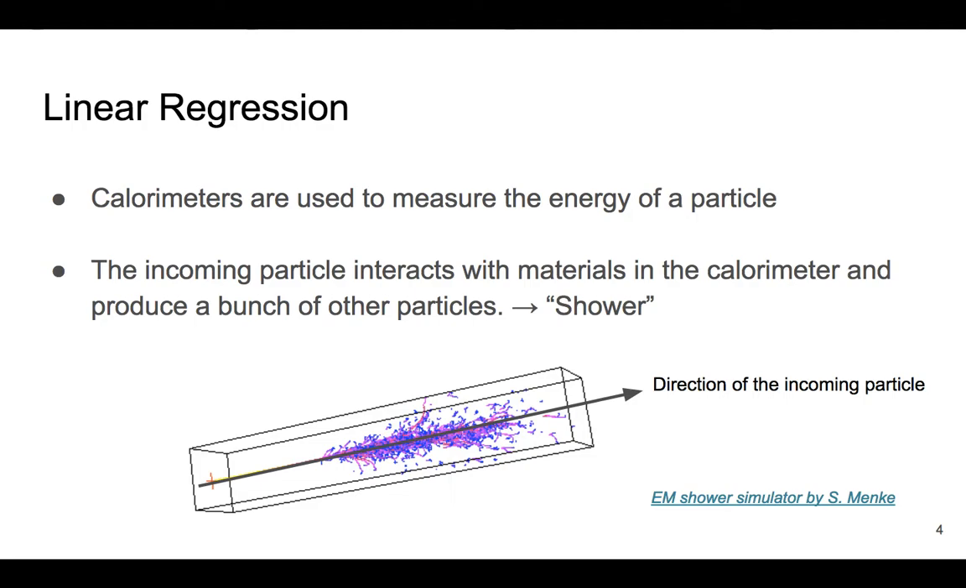A particle comes into a calorimeter and interacts with materials in the calorimeter. This incoming particle then produces a bunch of other particles along its trajectory inside the calorimeter. This bunch of particles is called a shower. The plot below is a simulation of an electromagnetic shower produced by the incoming particle along the direction it travels through the calorimeter. The bunch of colorful lines which look like fireworks is the shower produced by the incoming particle.